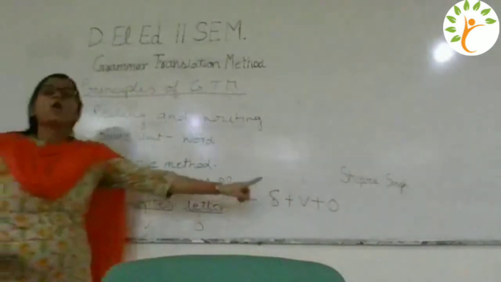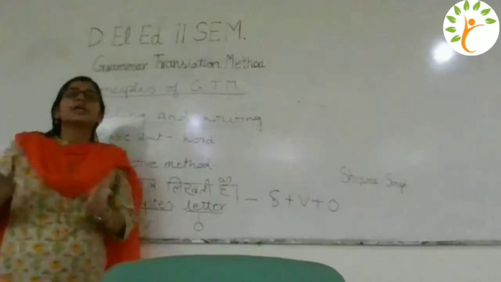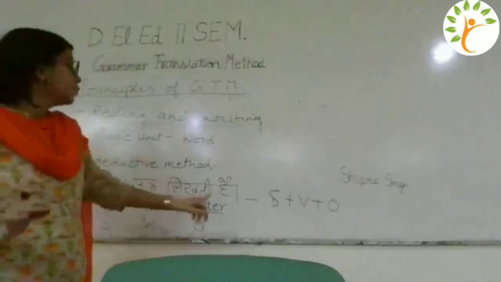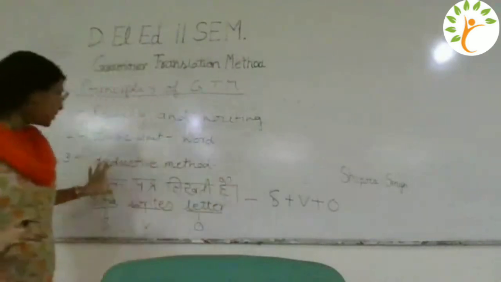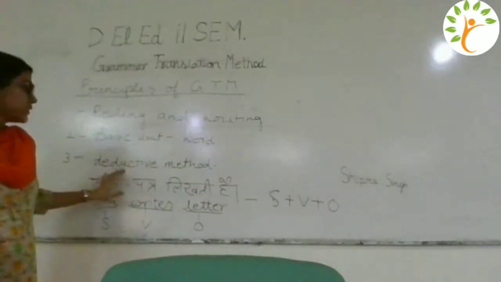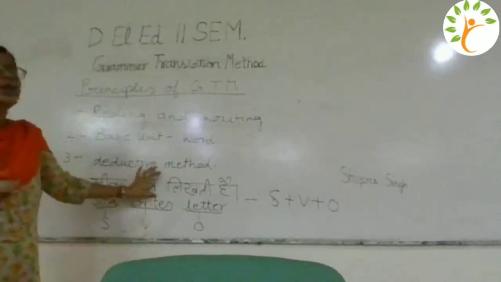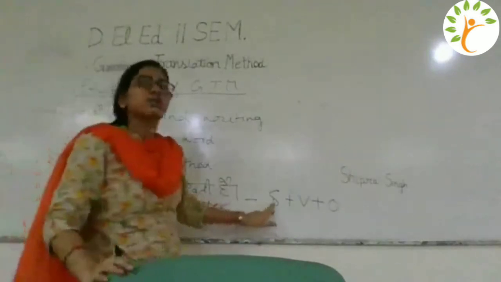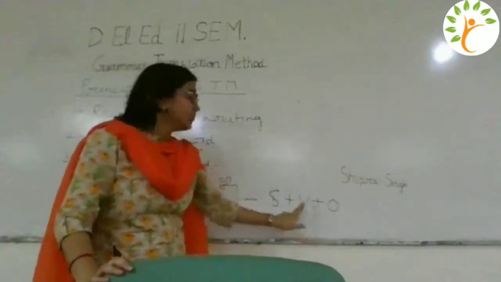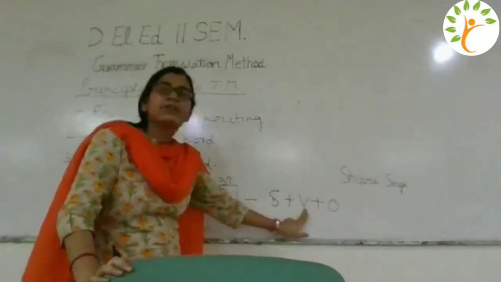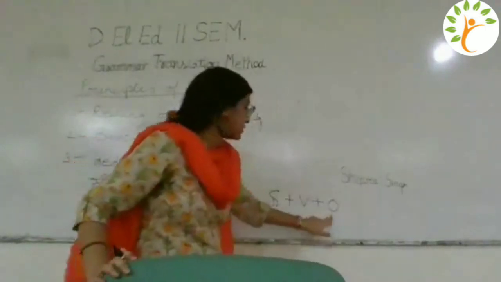Subject, verb and object relationship. So the student must memorize the rule for this particular kind of structure. This is present indefinite tense. For this particular kind of structure, the rule will be subject, verb and object. First there will be subject, then there will be verb, and after that there will be object.